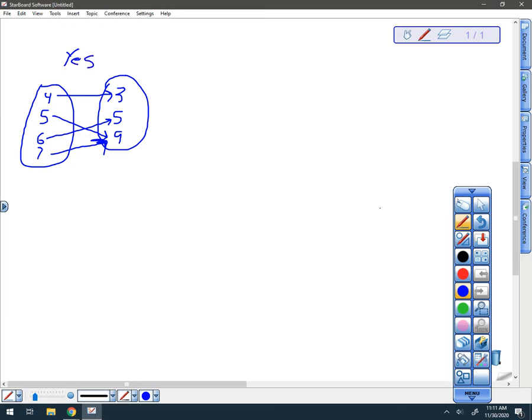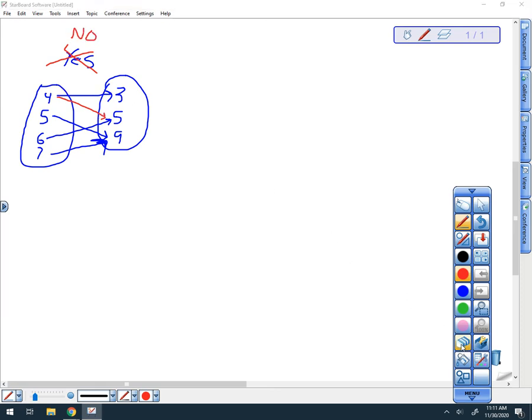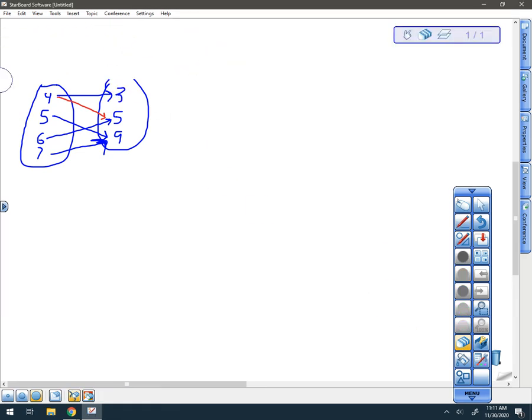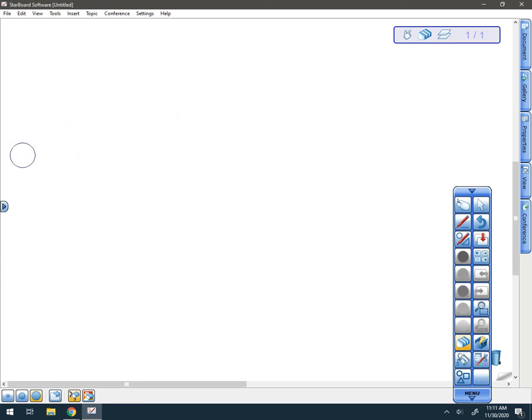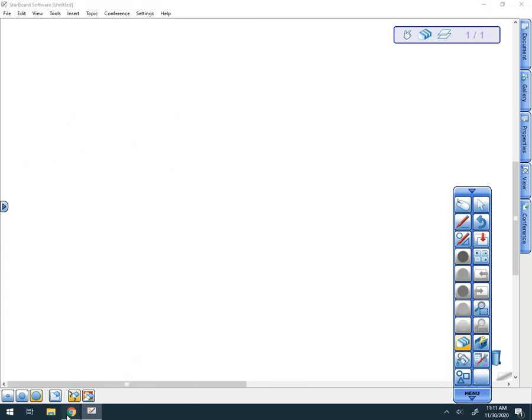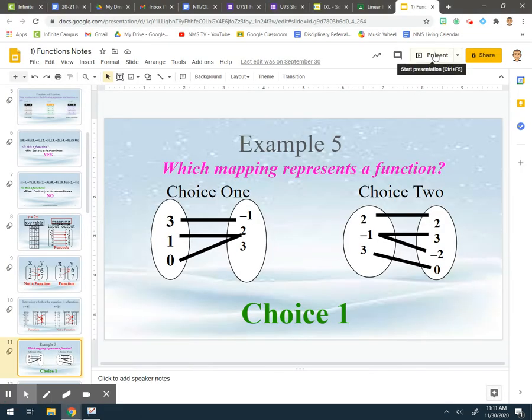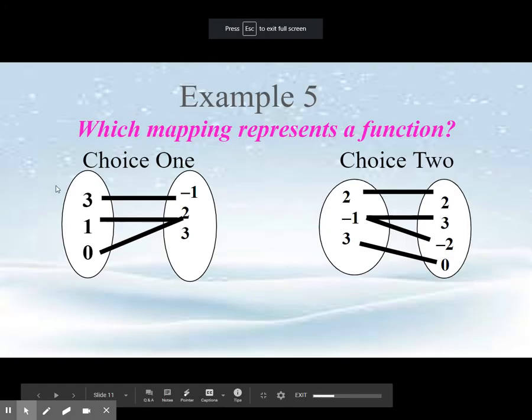But what if I changed it? What if I also said, oh, well, this 4 also goes to the 5? Then would it be a function? No. Why? Because the 4 has 2 arrows leaving it. All right? You can't have that. If you have that, then it's not a function. So that'll be another thing you'll have activities on, is to look at it and just tell, is it a function, yes or no?